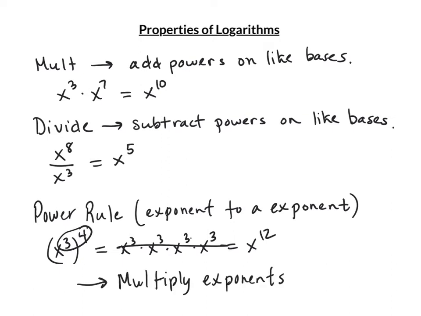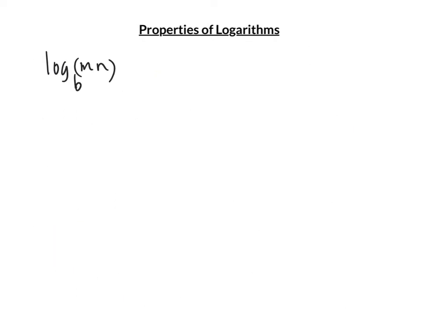As you learn the rules of logarithms, remember that when you multiply, you add the powers on like bases, when you divide, you subtract the powers on like bases, and the power rule, when you have an exponent on an exponent, you multiply the exponents. The first rule, a logarithm is an exponent. Here I've got multiplication, and when you multiply, what do you do with your exponents?